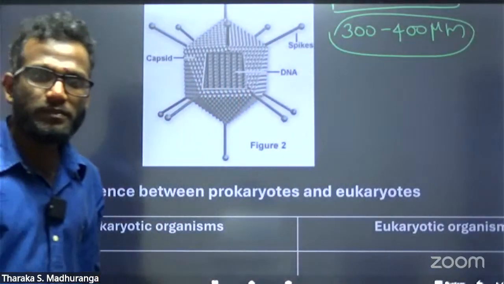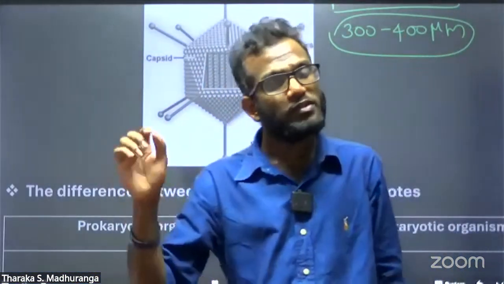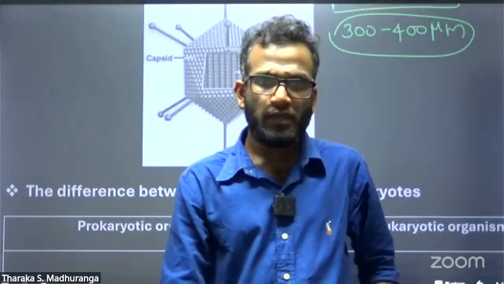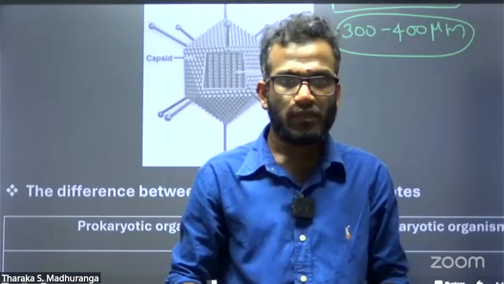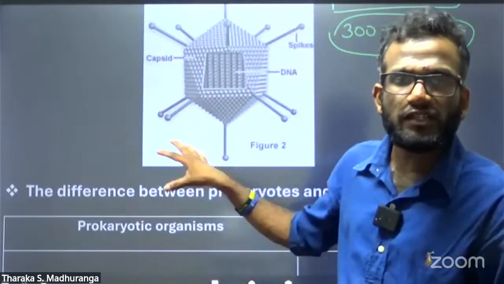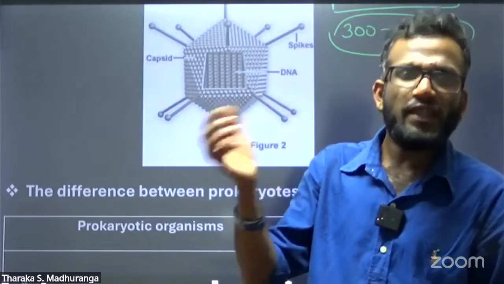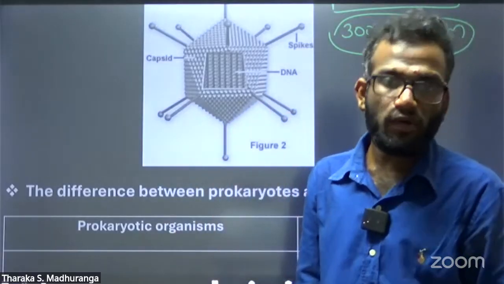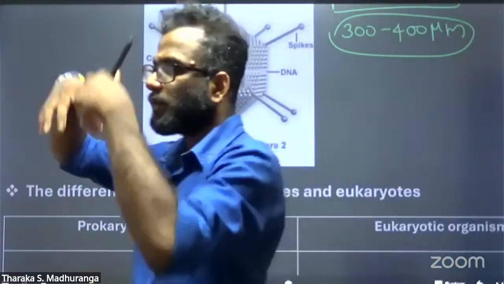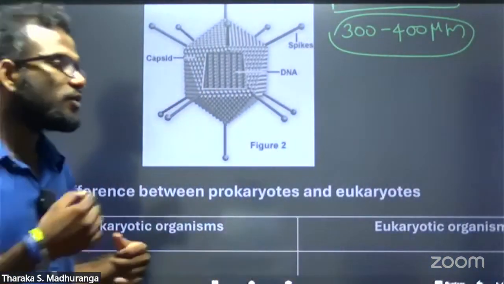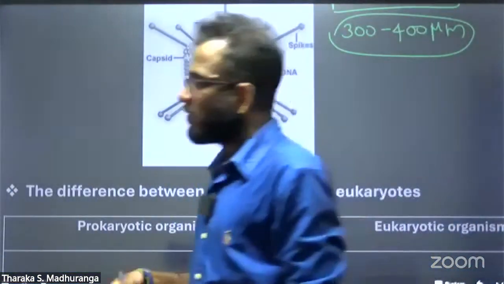That's why we say viruses don't have a special cellular structure. They do not belong to prokaryotic or eukaryotic. The cell structure is totally different, and they are very small in size compared to other microorganisms and organisms. Therefore we can't say the virus is prokaryotic, and it cannot belong to eukaryotic either.